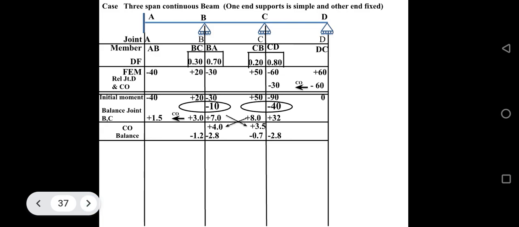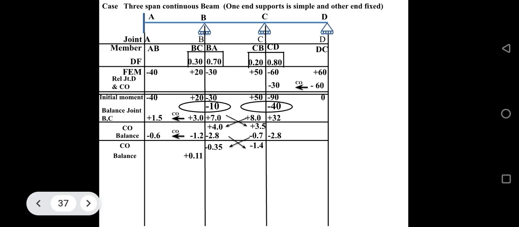Now, when you carry over, again I repeat, from B to A carryover is possible, half the moment with the same sign. From C to B carryover is possible, from B to C carryover is possible, half the moment with the same sign. But from C to D carryover is not possible because joint D is a simple support. Now due to this carryover, again the joint becomes unbalanced, which needs to be balanced.